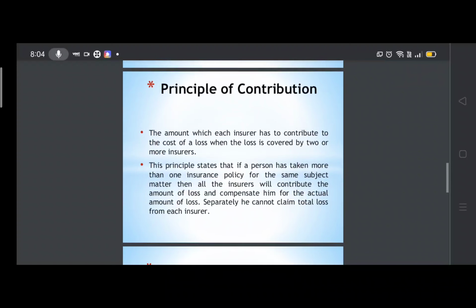Then we have the principle of contribution. It tells that the amount of loss could be shared by all the insurers. It means that an insured person, if he has taken more than one policy, can take the proportionate amount from the other insurances. The amount which each insurer has to contribute to the cost of loss is when the loss is covered by 2 or more insurers. When the loss arises, he cannot take this loss to each and every company and take the amount, but this loss can be divided among those insurance companies, and the insured could be compensated accordingly for the actual loss. So that was about the principle of contribution.